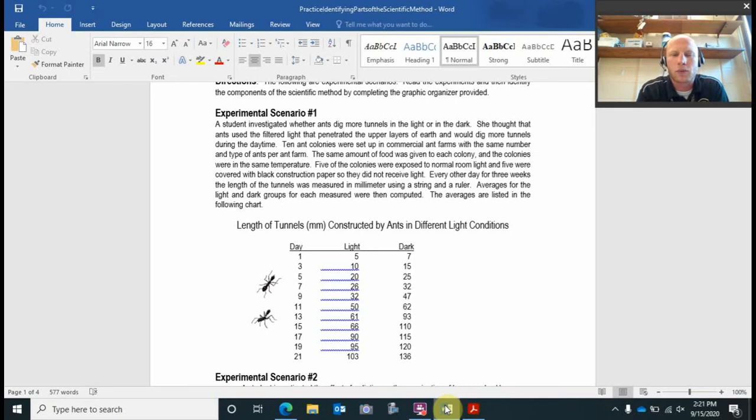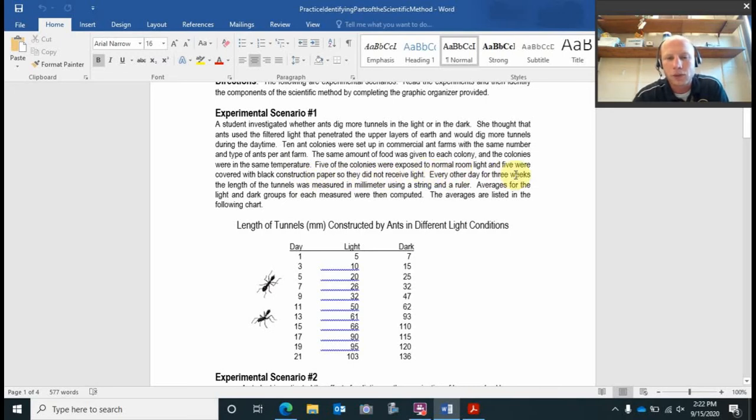A student investigated whether ants dig more tunnels in the light or in the dark. She thought that ants used filtered light that penetrated the upper layers of the earth and would dig more tunnels during the daytime. 10 ant colonies were set up in commercial ant farms with the same number and types of ants per ant farm. The same amount of food was given to each colony, and the colonies were kept at the same temperature. 5 of the colonies were exposed to normal room light, and 5 were covered with black construction paper, so they did not receive light.